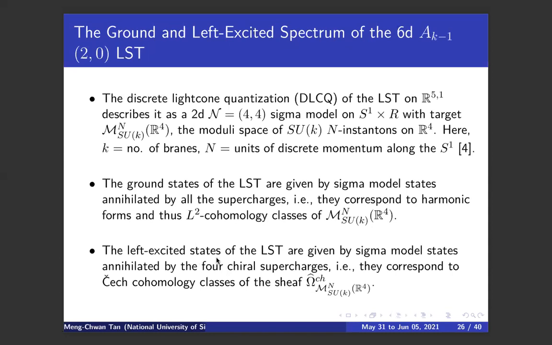Now, the left excited states of the little string theory are given by sigma model states annihilated by the four chiral supercharges of this (4,4) model. So they correspond to Čech cohomology classes of the sheaf of chiral de Rham on this space. The arguments here are parallel to what we said earlier about the (2,2) model. If you look at the Q plus bar, the four chiral supercharges of the (4,4) model, you will end up with the same conclusion. So it's parallel.